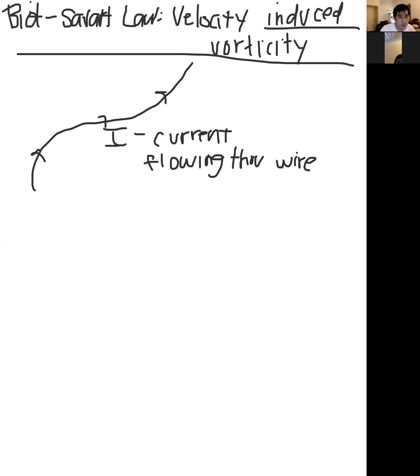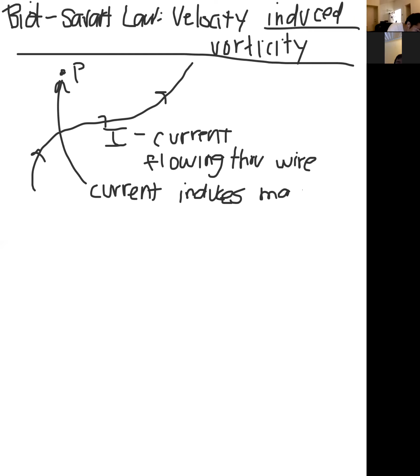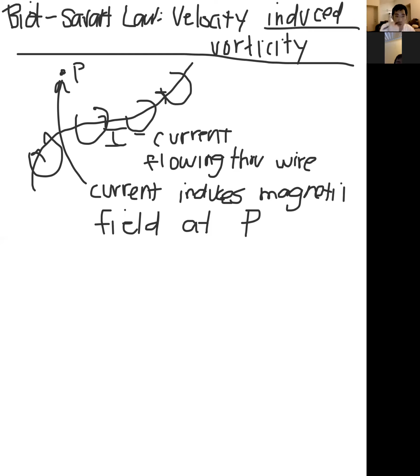And what you hopefully will remember from physics, or not, because I definitely forgot, is that if you have an electric current going through a cylindrical path like that, then if you consider some point P away from the current, the current will induce a magnetic field at P. If you remember the intuition behind the Biot-Savart Law, the current is producing a magnetic field that's rotating around that current.